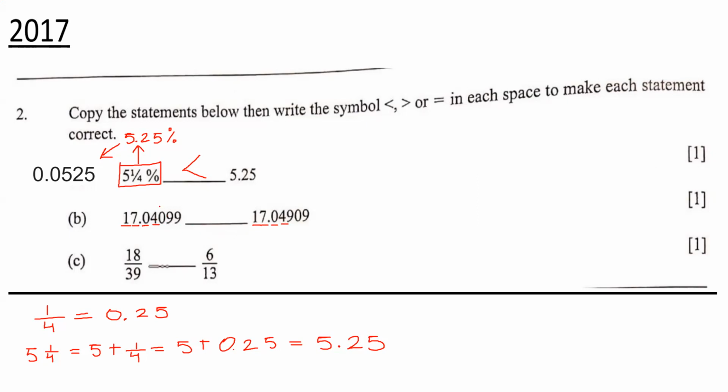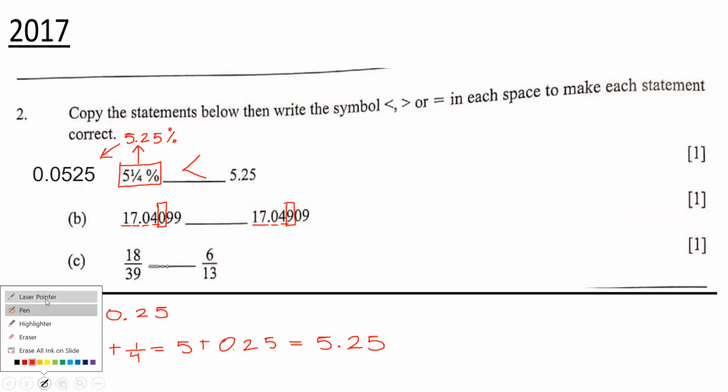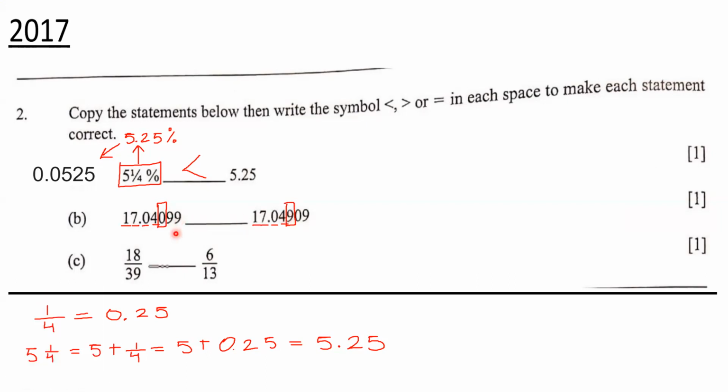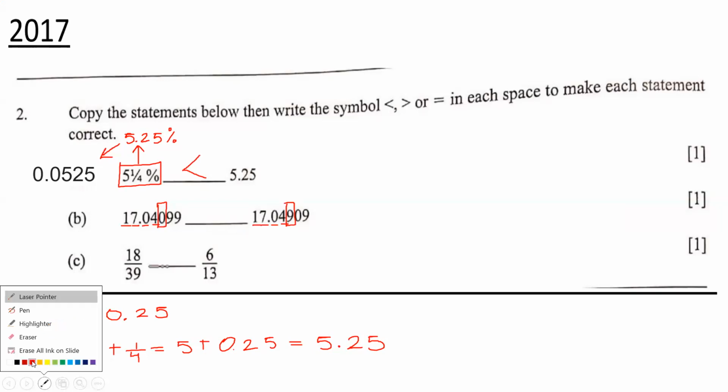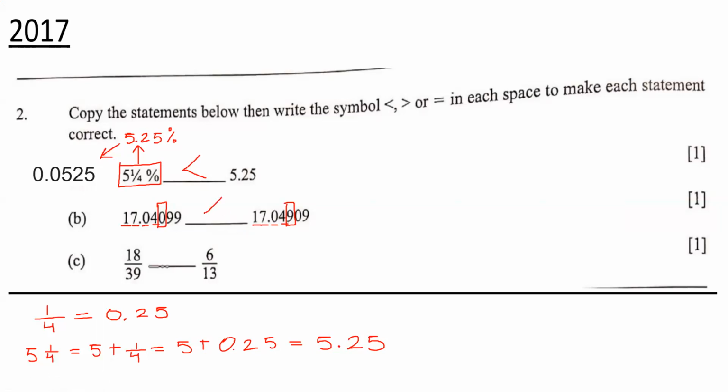Now, when we reach the thousandths place, we find something interesting. We find that this one has a 9 and this one has a 0. Since 9 is bigger than 0, that means that this number is bigger. It's greater than this number. And so 17.04909 is greater than 17.04099. Now let's move on to the next question.